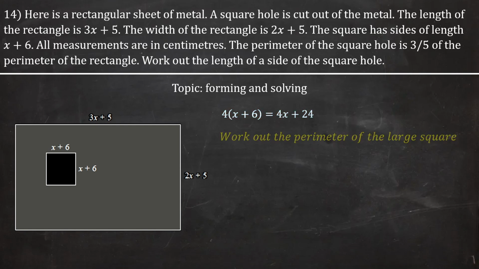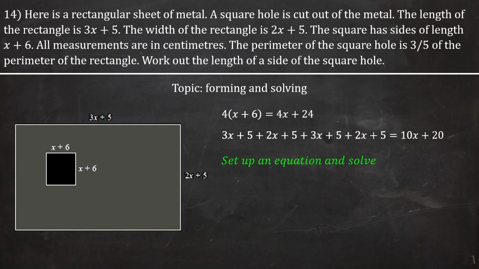Then the perimeter of the large square is going to be 3x + 5 + 2x + 5 + 3x + 5 + 2x + 5, which is 10x + 20. Then we can form an equation and solve. So it says that the perimeter of the small square is equal to 3/5 of the perimeter of the rectangle. So 4x + 24 is going to be equal to 3/5 of 10x + 20. So 10 divided by 5 is 2, times 3 is 6, so 6x. 20 divided by 5 is 4, times 3 is 12.